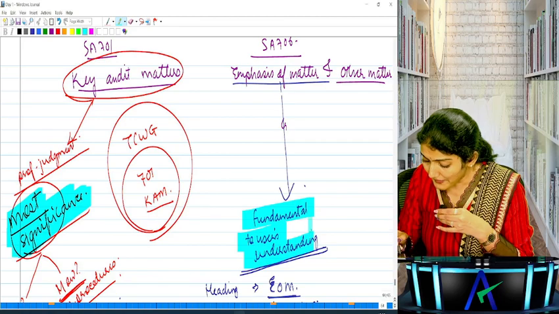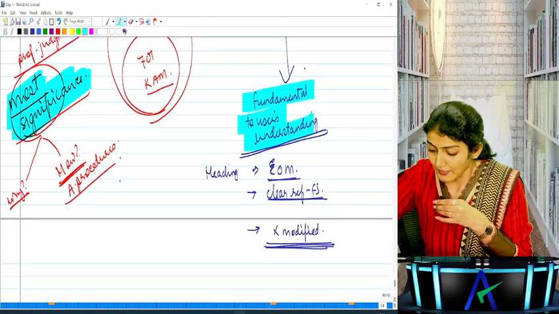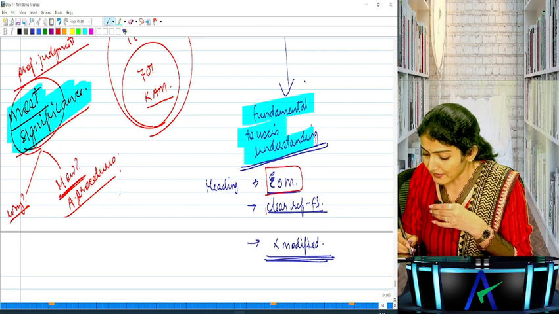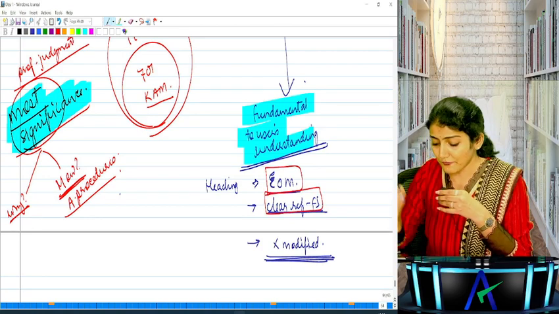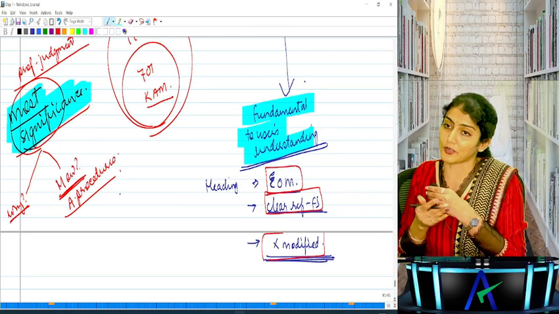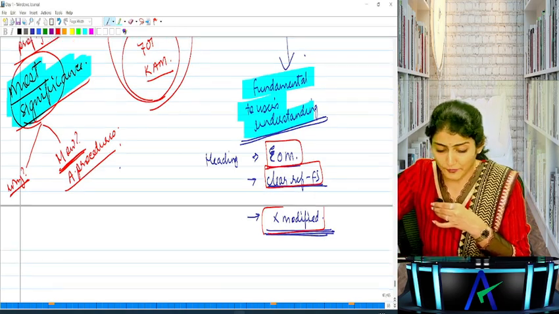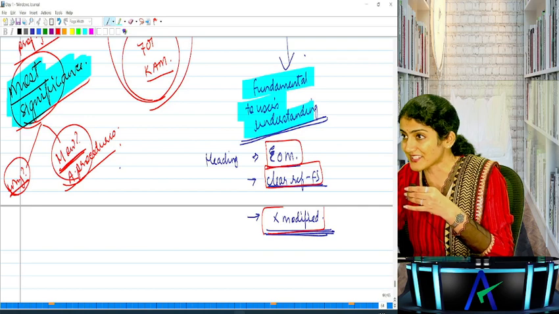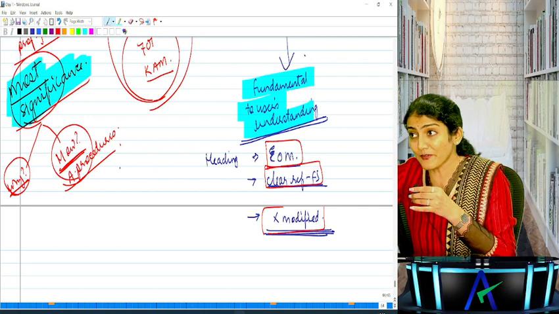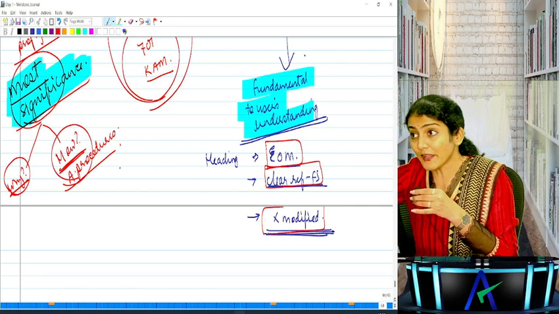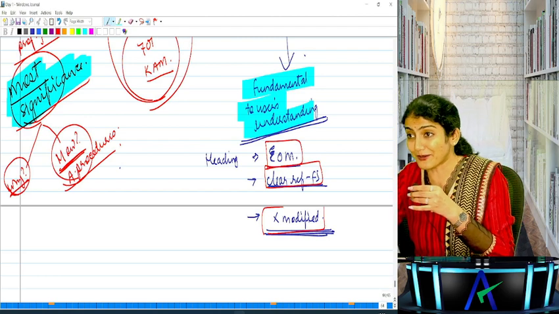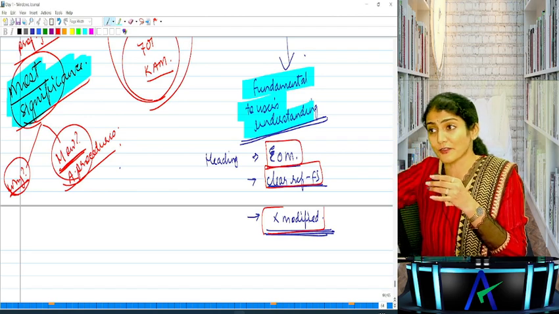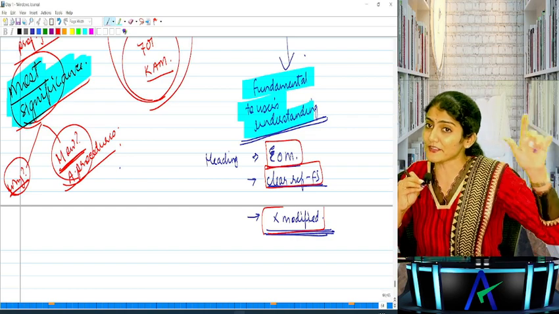Right, what is emphasis of matter? Which is fundamental to the user's understanding. So see, when I write it in the emphasis of matter paragraph, what do I write? A clear reference as to where it is found in the financial statements, and the opinion is not modified. But do I write in emphasis of matter why it was a key audit matter and how we performed the procedure? Do I write that in the emphasis of matter paragraph? Why it was an emphasis of matter and what audit procedure we performed? No. So the emphasis of matter paragraph is different. The key audit matter paragraph is different.